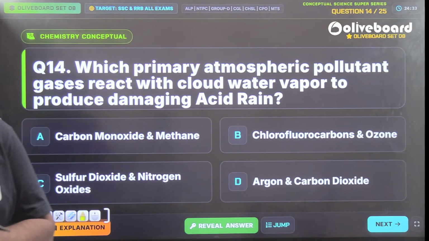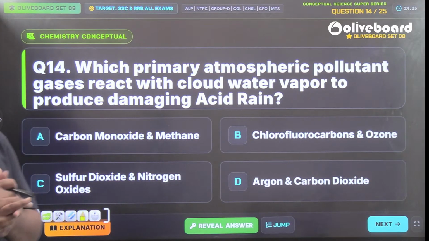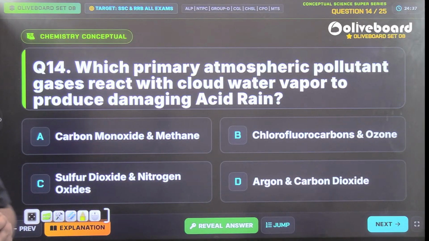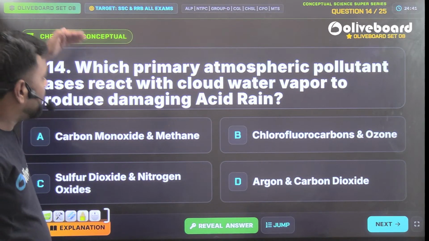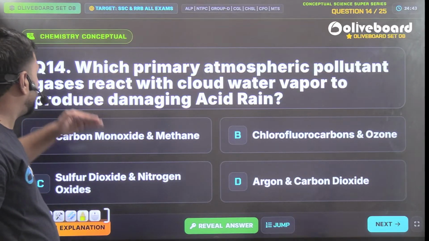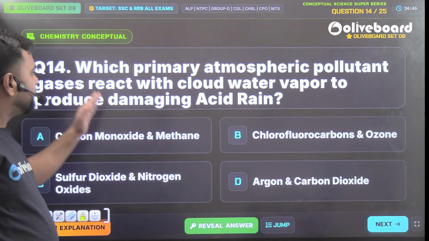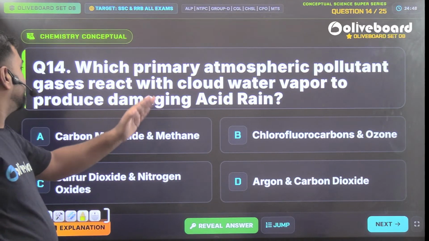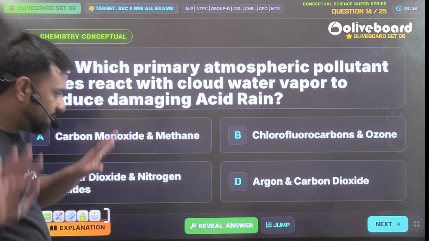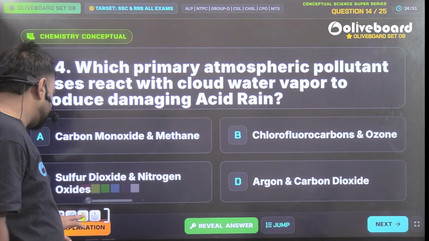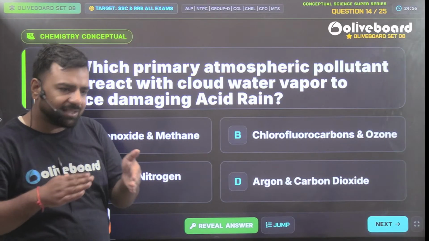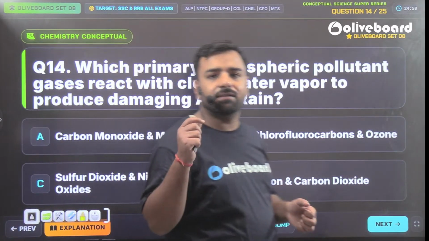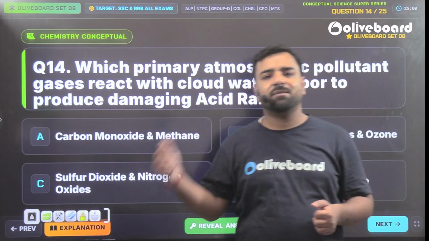Utkarsh is going with B. Fine. That is chlorofluorocarbons and ozone. Harry is going with C. That is sulfur dioxide and nitrogen. Again, which primary atmospheric pollutant gases react with cloud water vapor to produce damaging acid rain? In short, the question is not that complex, but it is made because in this session we are having the questions which will be linked with SSC CGL, with RRB JE as well.